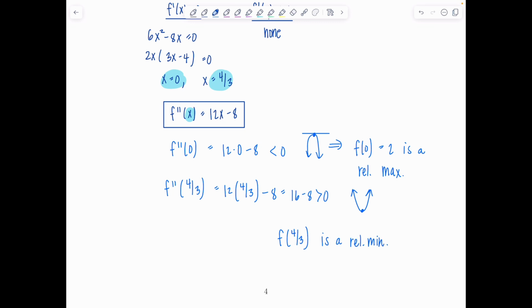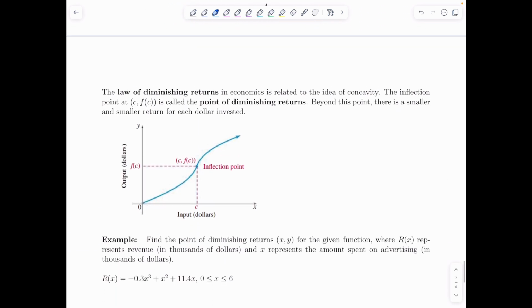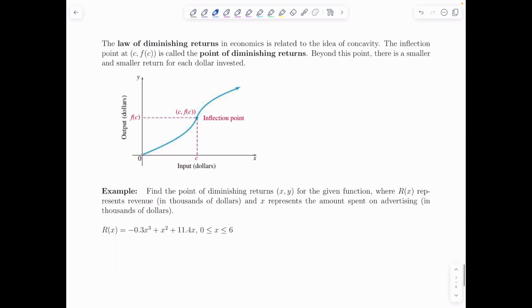Okay, so that's how the second derivative test works. It worked out nicely for us here. Okay, now let's look at an application into economics, namely the law of diminishing returns. And it tells us about a point where there's a smaller and smaller return for each dollar invested.